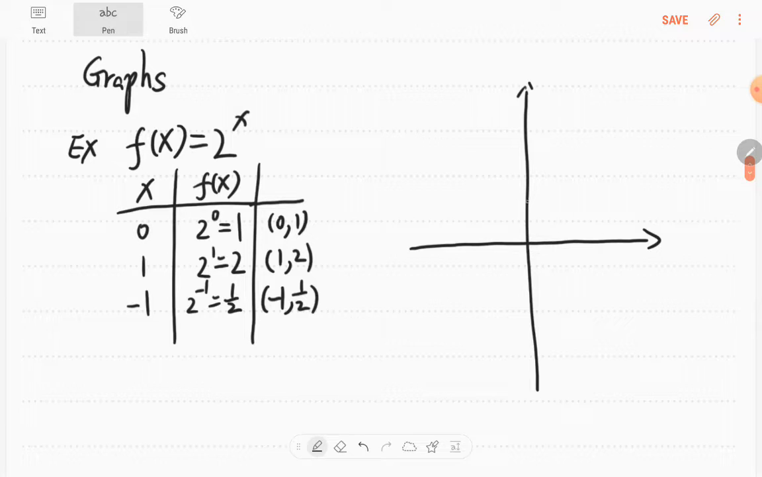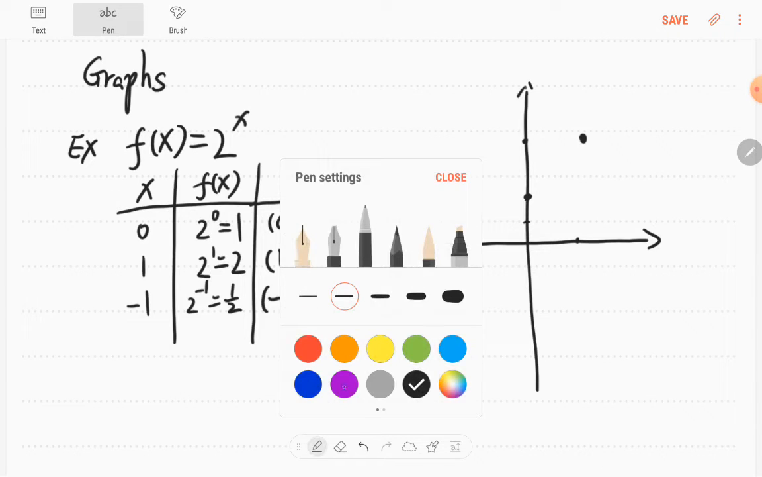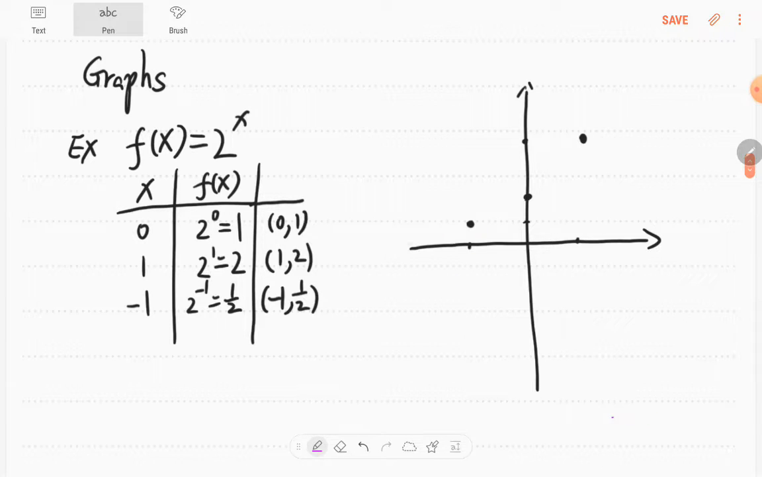(0, 1) is here, and (1, 2): 1 is here, 2 is here, so this is the point (1, 2). And negative 1 is here, and 1/2 is here, so this is the point (negative 1, 1/2). We use a smooth curve, and if you find more points, you will notice that y equals 0 is the horizontal asymptote.